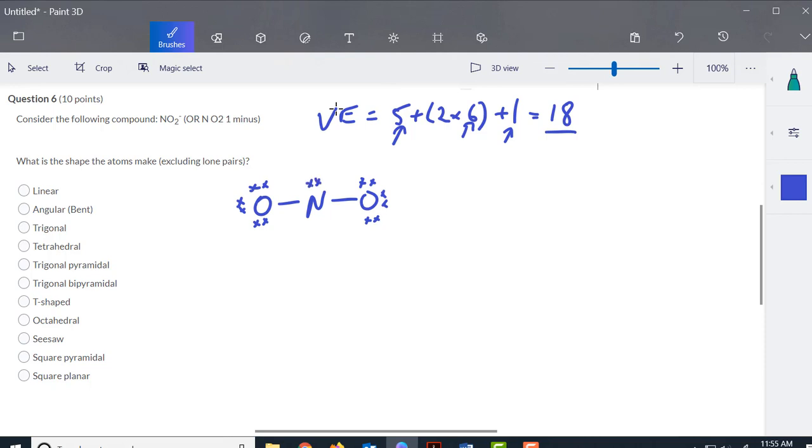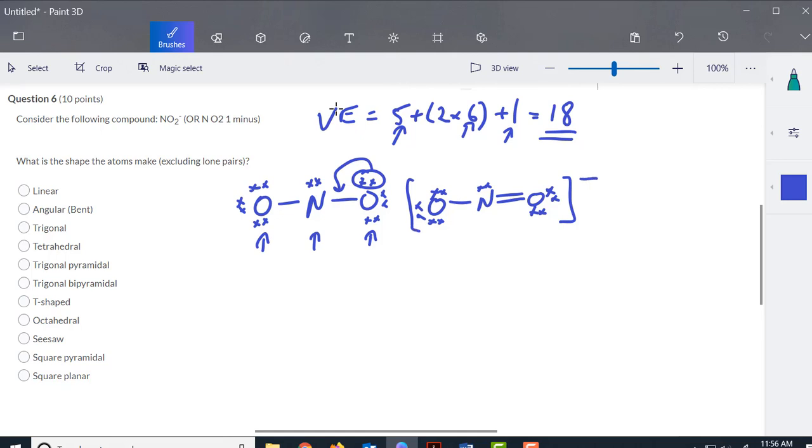Now you'll notice here that the oxygen here has 8, this oxygen here has 8, but this nitrogen here has 6. So the only way we can fix that, because we've already used up all 18, is to create a multiple bond, and we'll put that in there. Now we've got a double bond to the oxygen, and that would be the completed Lewis structure here.